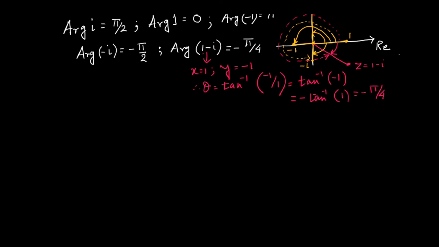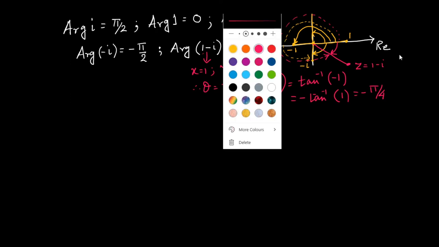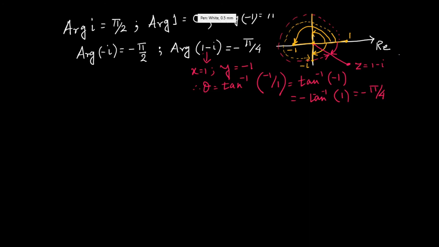Now, let us see some more examples. Let us see how we can plot simple regions in a complex plane.